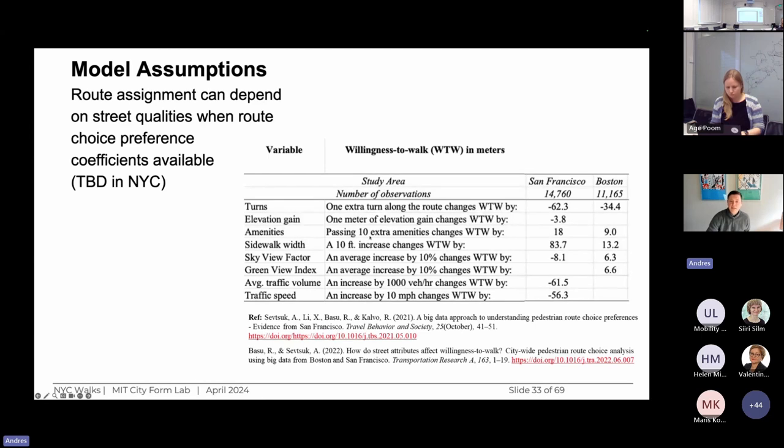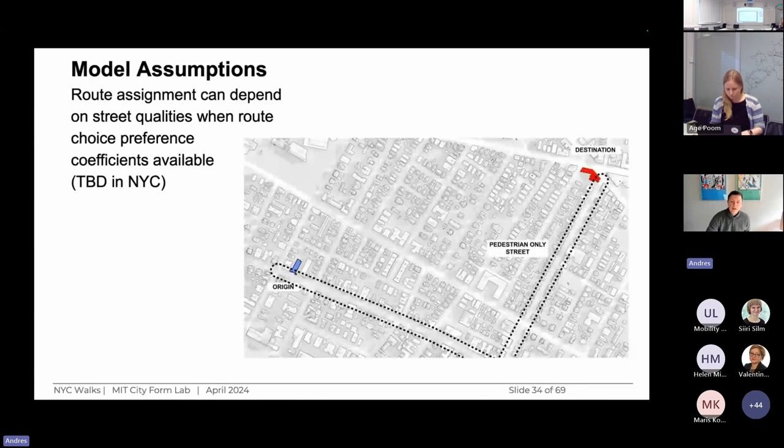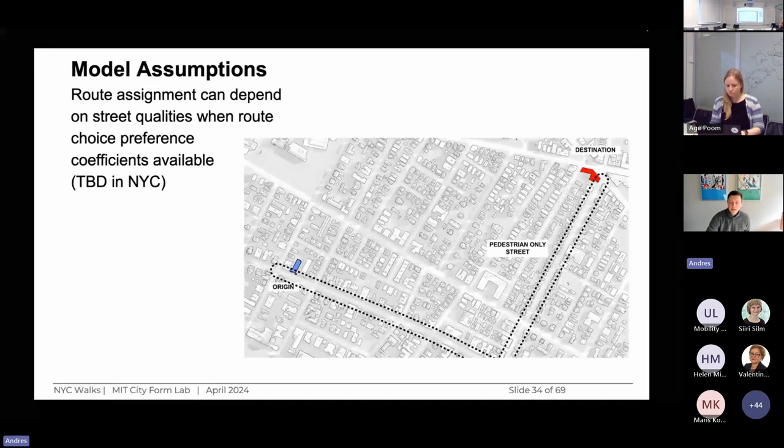So passing an extra 10 amenities is perceived as equivalent to the walk feeling like 18 meters shorter. So it increases the willingness to walk by 18 meters. However, in New York, we don't have that data in the model yet. We're working on that with the city actively.